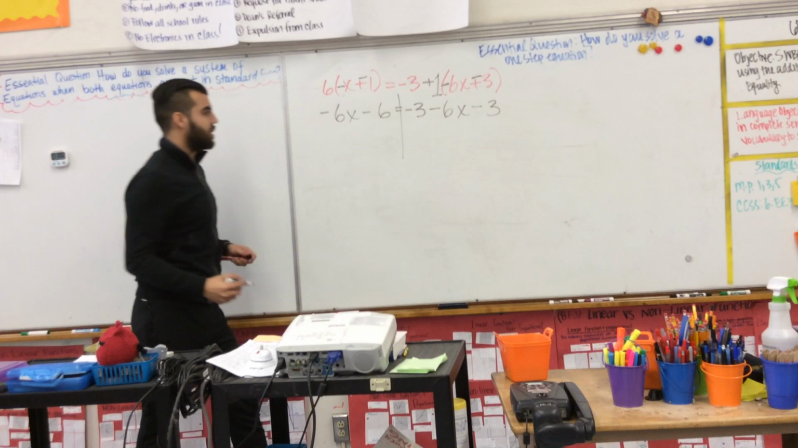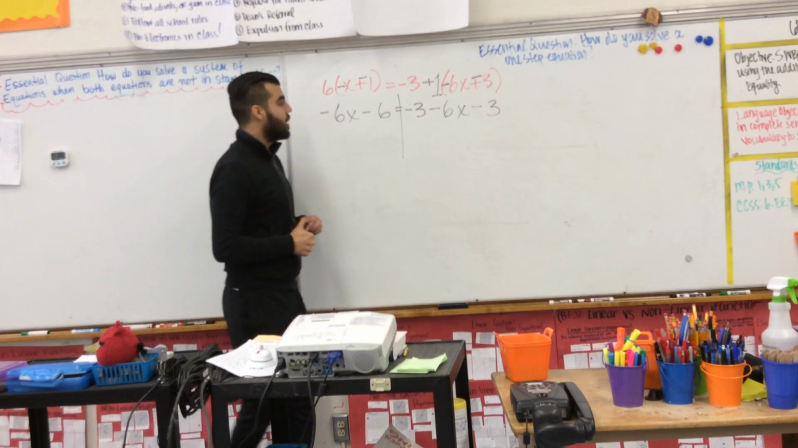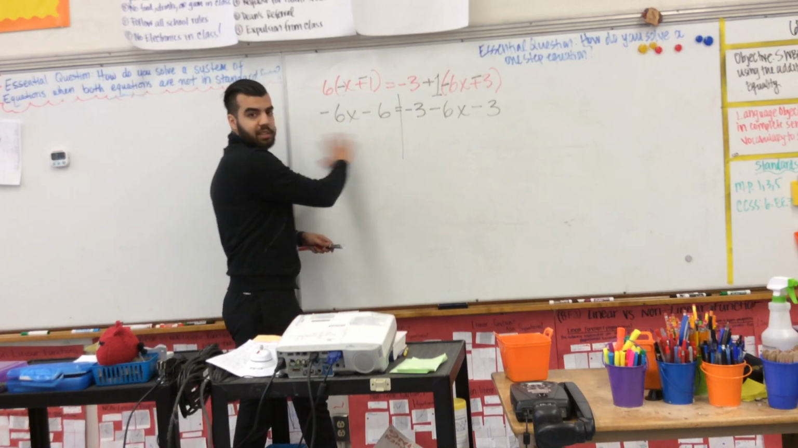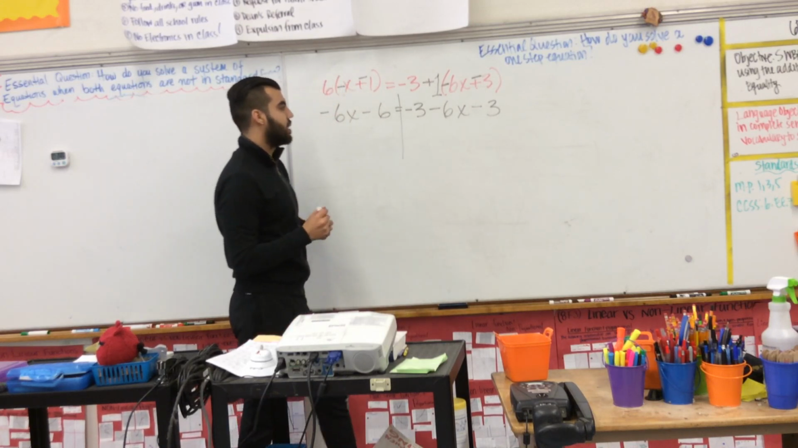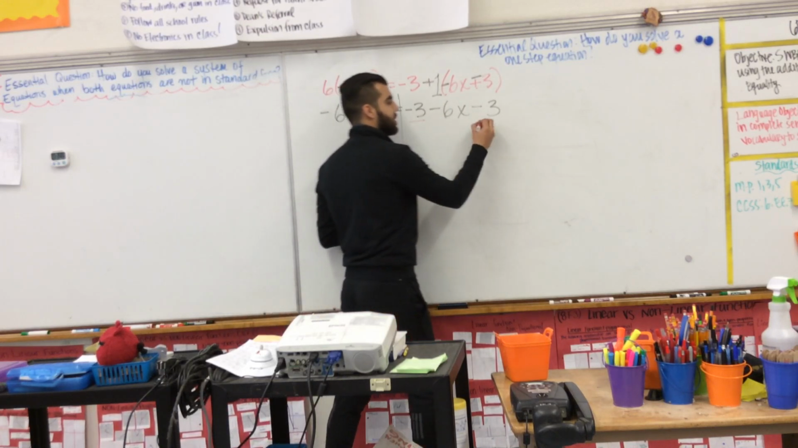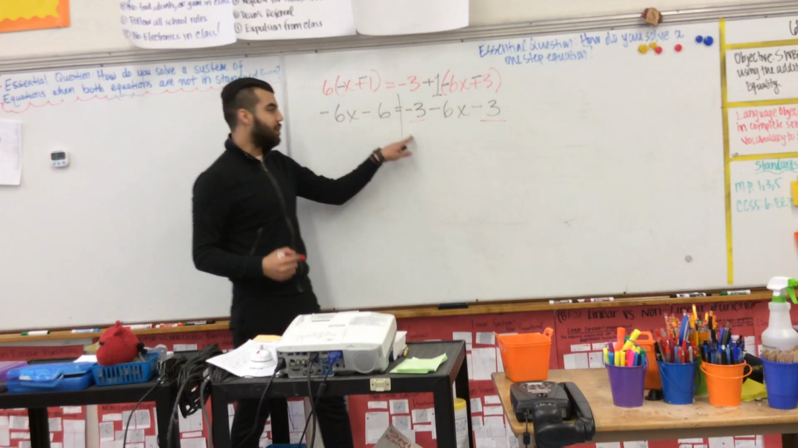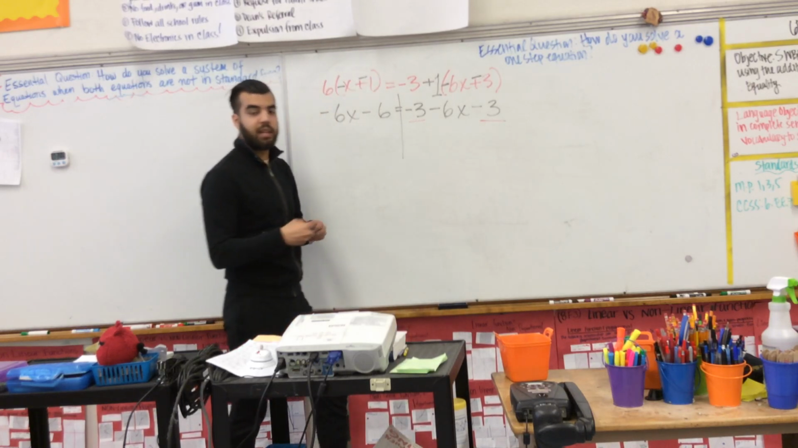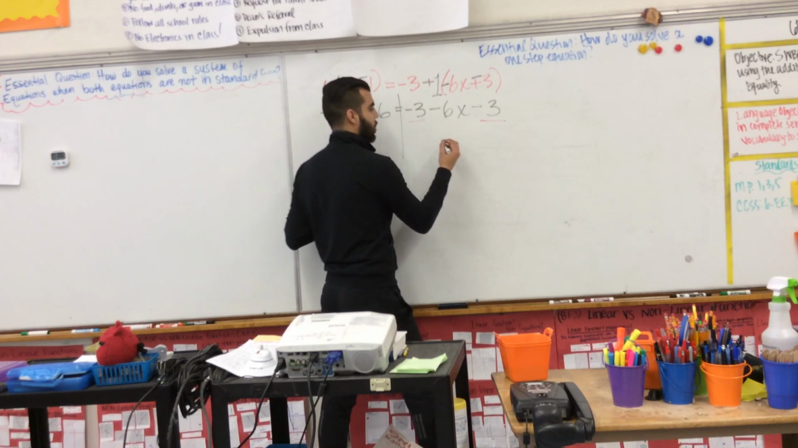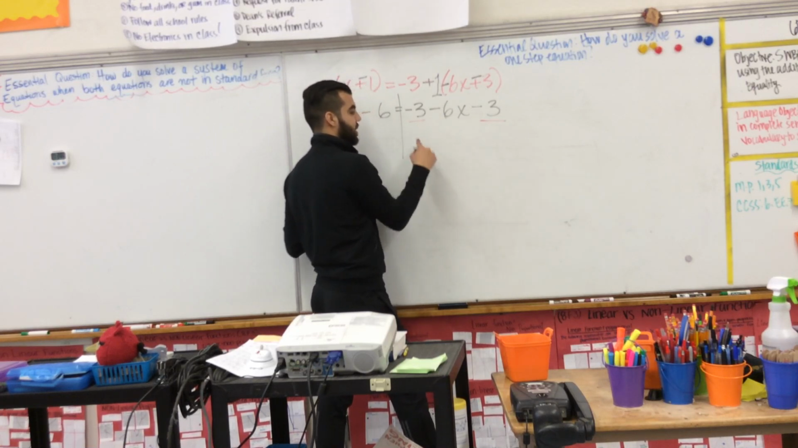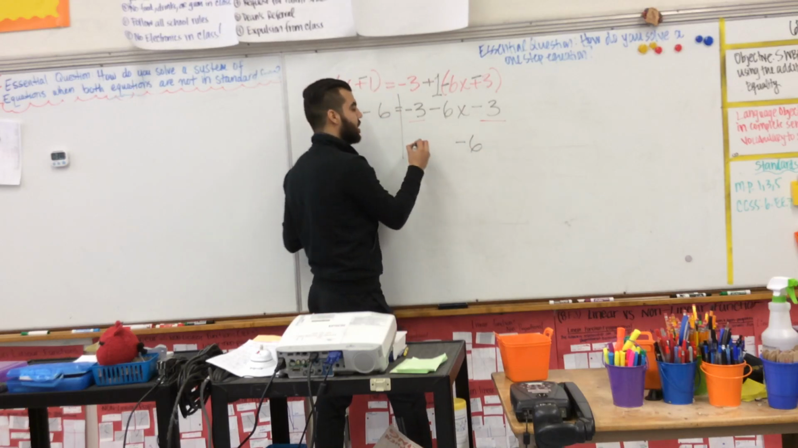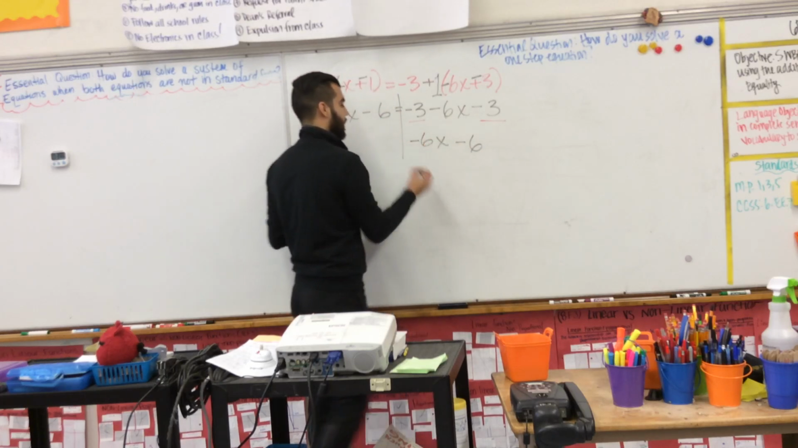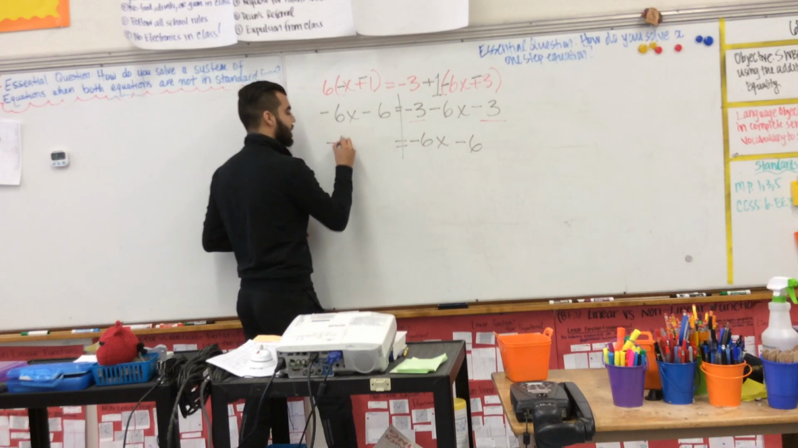Draw the barrier just so it doesn't get confusing. I can't combine anything here, so leave that alone. Let's jump to this side. What can I combine? Yes, I have these two constants that I can combine. Negative 3 and negative 3. When I combine them, I get a negative 6. It doesn't matter where you place it, in the front or the back. So negative 6, and then I didn't touch this one. Copy them down. Equals, copy all of this down.